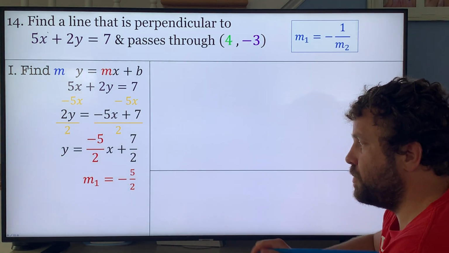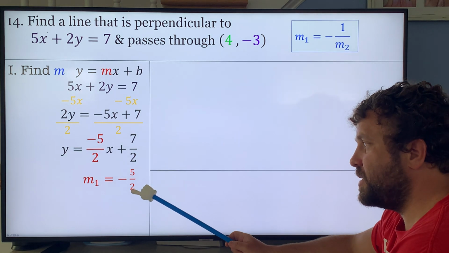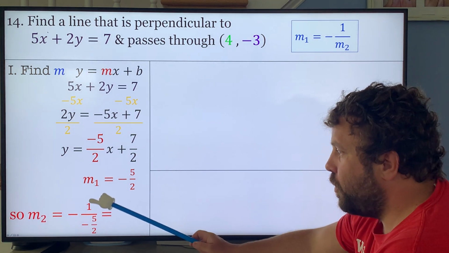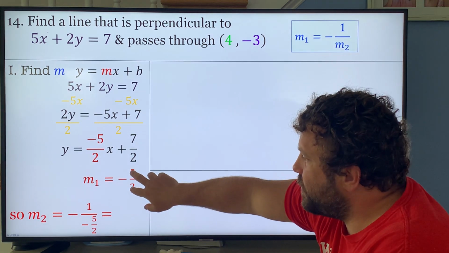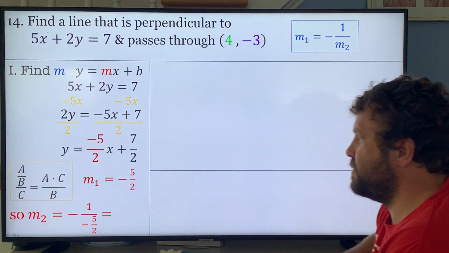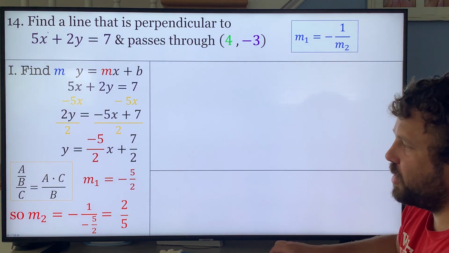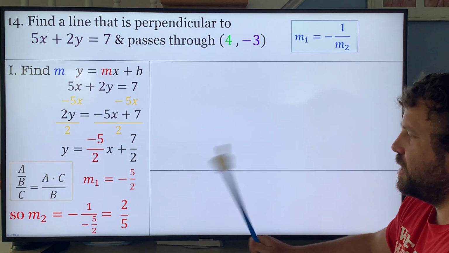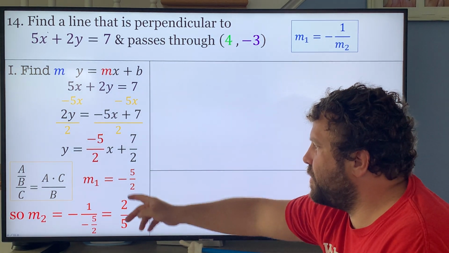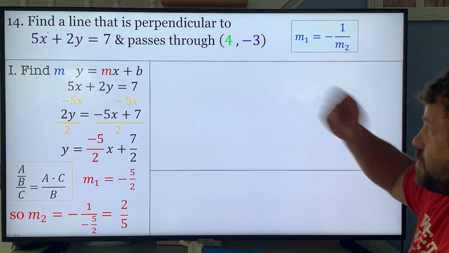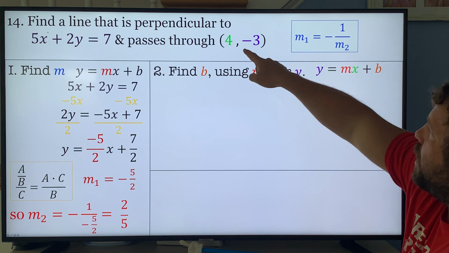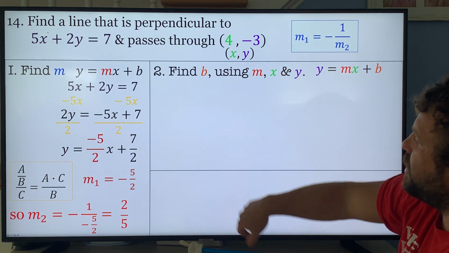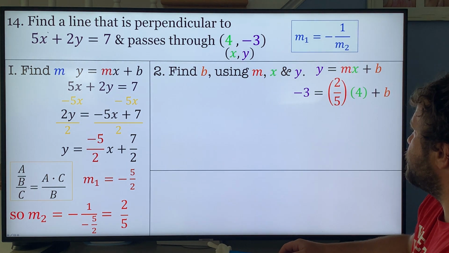-5/2 is our slope. The negative reciprocal of this is -1 over -5/2. So we switch the sign here, it becomes positive, and you can just flip the 5 over 2 and make it 2/5. Okay? Or you can use this fancy little thing I just showed you. I always usually just flip, negative goes to positive. Plug this in. Find B. We're going to use x is 2, y is -3, m is 2/5.